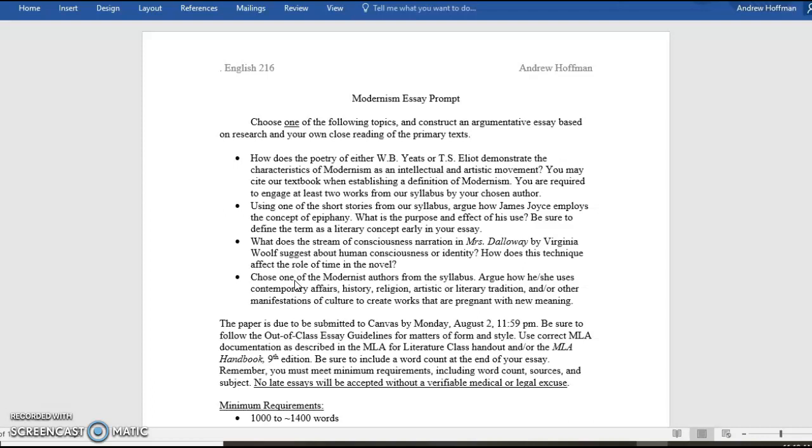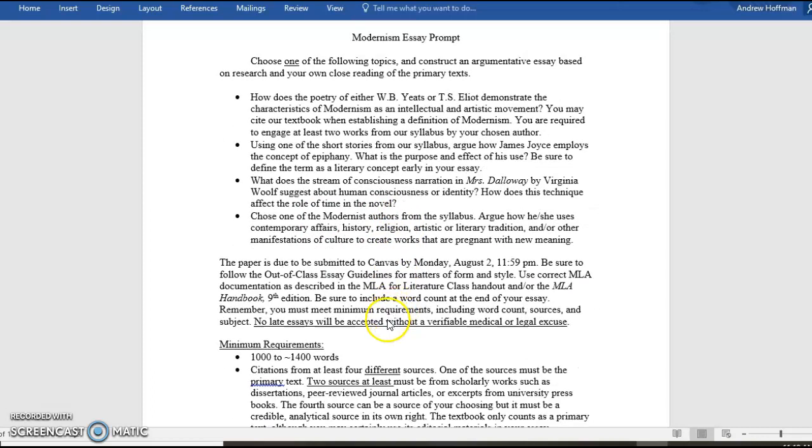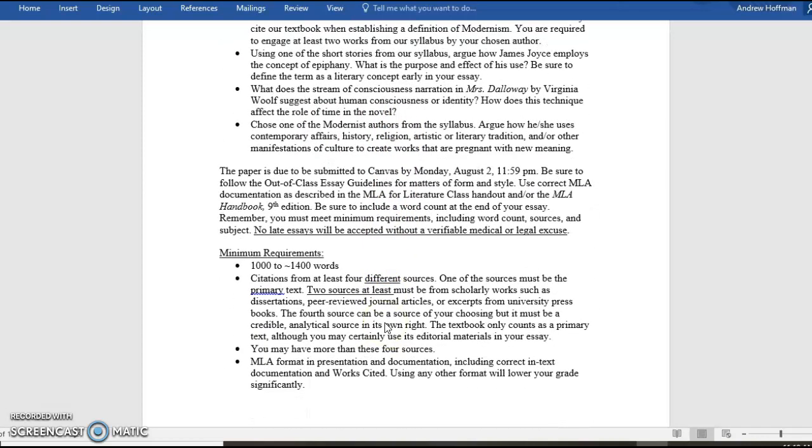Remember, you must meet minimum requirements, including word count, sources, and subject. But remember, minimums are not maximums. You can always go over. No late essays will be accepted without a verifiable medical or legal excuse, right? But we all know that. So the minimum requirements are pretty much the same as they've been for the previous 2 essays. We're looking at an essay of roughly at least 1,000 to approximately 1,400 words.